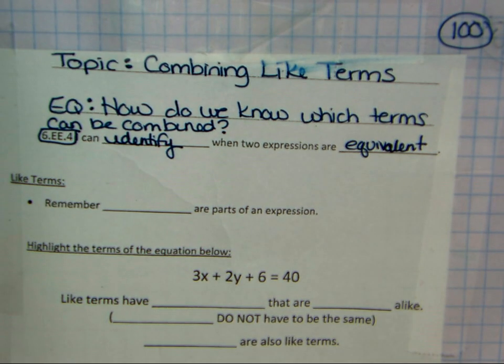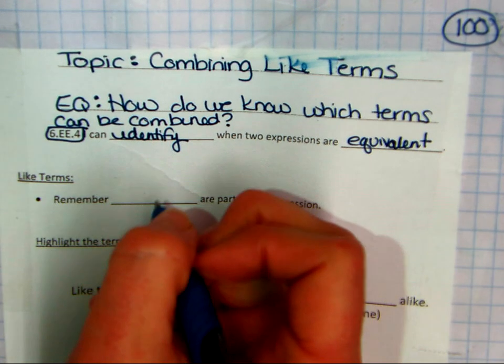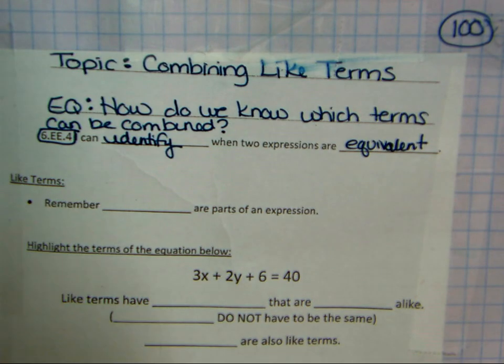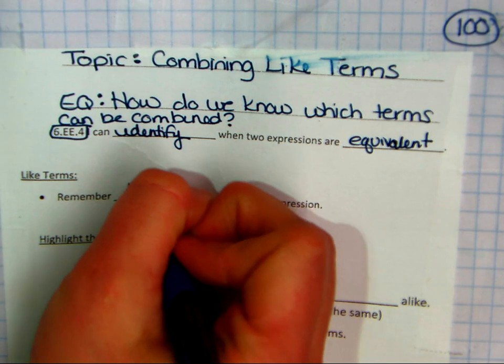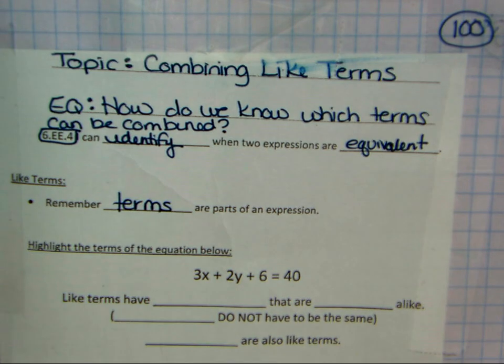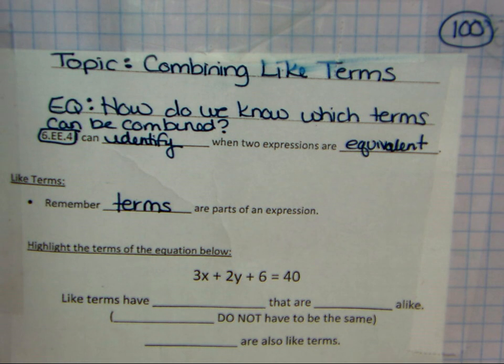And just some background information so we can remember. Don't forget that a term is a part of an expression. So expressions are made up of various different terms. Talked about that yesterday. And the first thing I want you to do is I'm going to use a highlighter. You can actually use a pencil to do this, or you can use different colored pencils or a marker. But I'm going to use 3 different colored highlighters today.